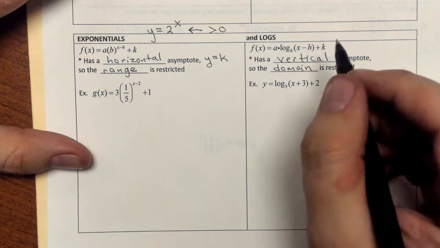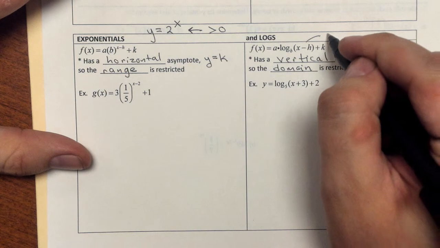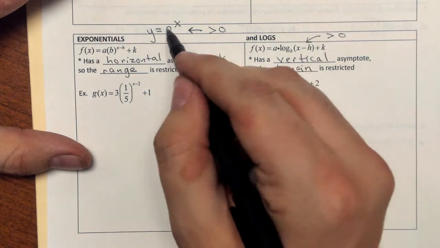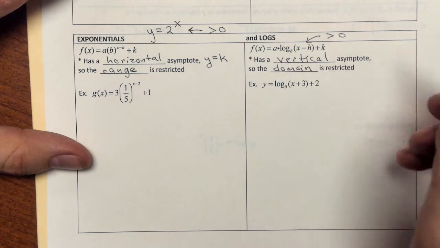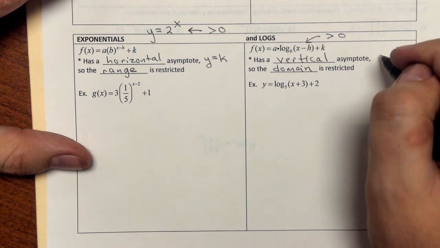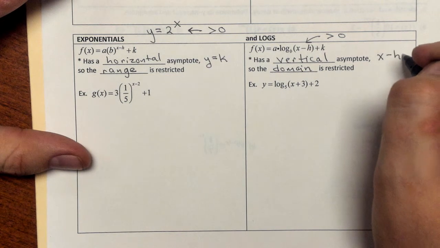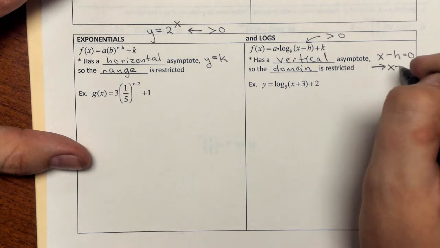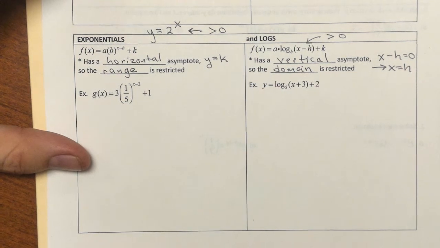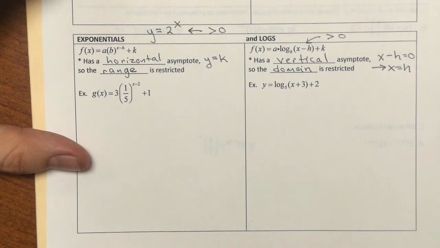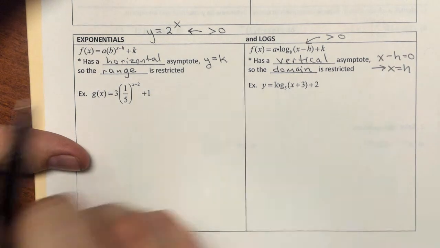For the logarithm, the idea is the inside has to be greater than 0, just like this had to be greater than 0. Here the output has to be greater than 0. Here the inside of the logarithm has to be greater than 0. If that has to be greater than 0, well, when the inside equals 0, that's a problem. So my asymptote is x equals h. That is my asymptote for any logarithm. If you know nothing else about exponentials and logarithms, you should know how to find the asymptotes of these things.